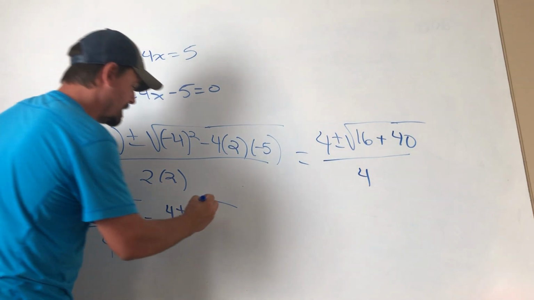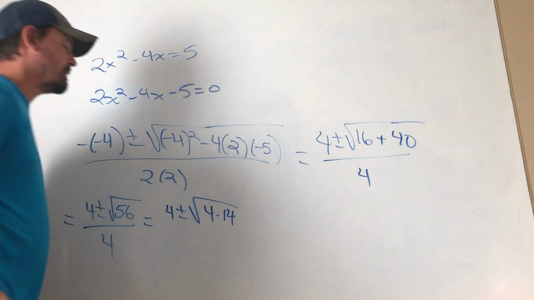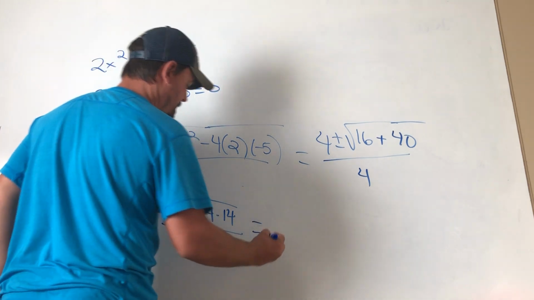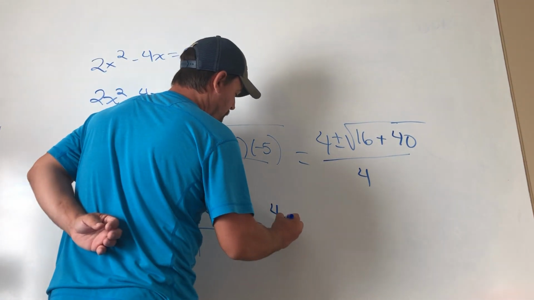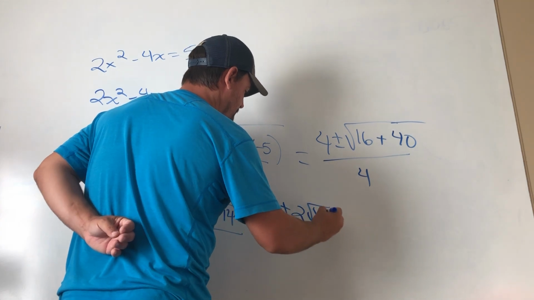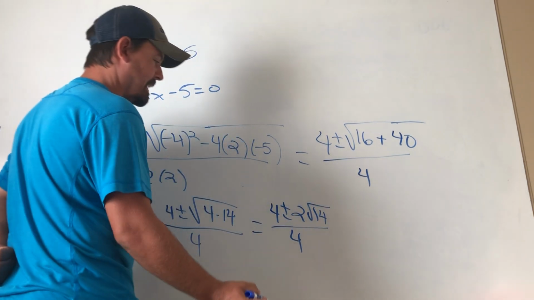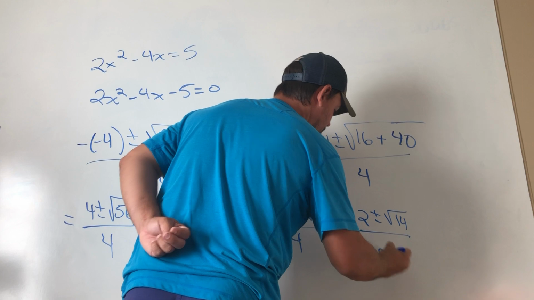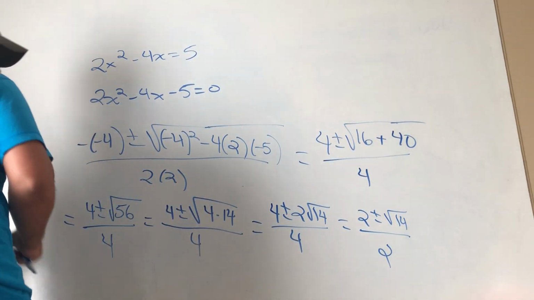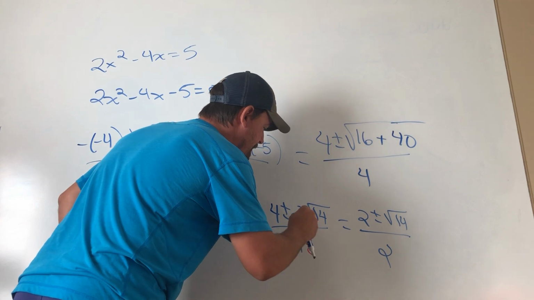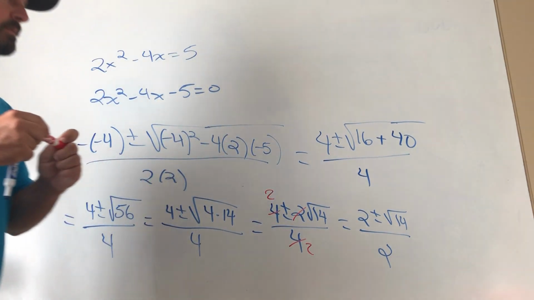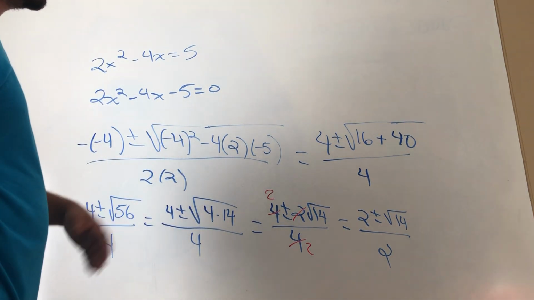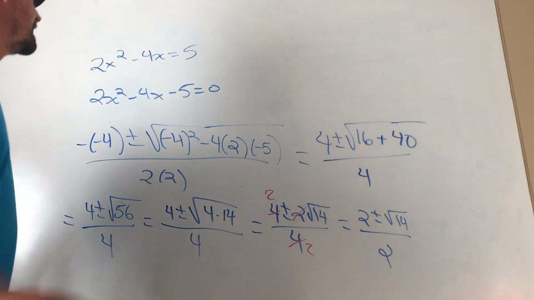So how about 4 and 14? That'll work better because I can take the square root of 4 and pull out a 2 and then actually be able to cancel some stuff. Alright, so what I get is 4 plus or minus 2 square root 14 all over 4. I can cancel a 2 out of both of those, so I get 2 plus or minus the square root of 14 over 2. So our answer here is 2 plus or minus square root of 14 over 2. That's why we couldn't factor it, because our answers weren't nice and even there.